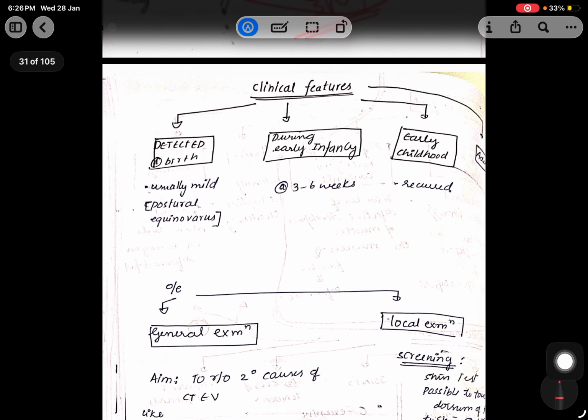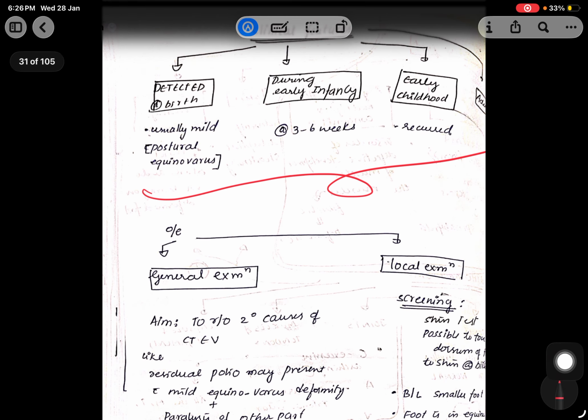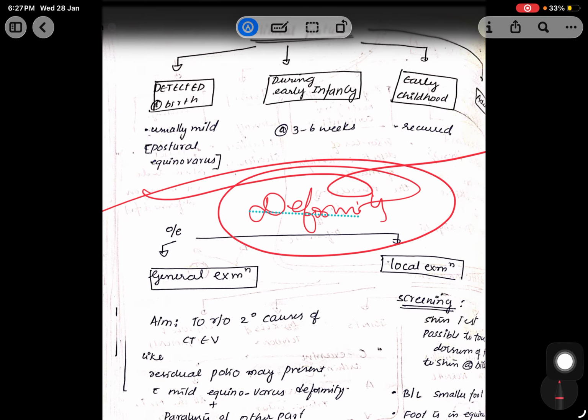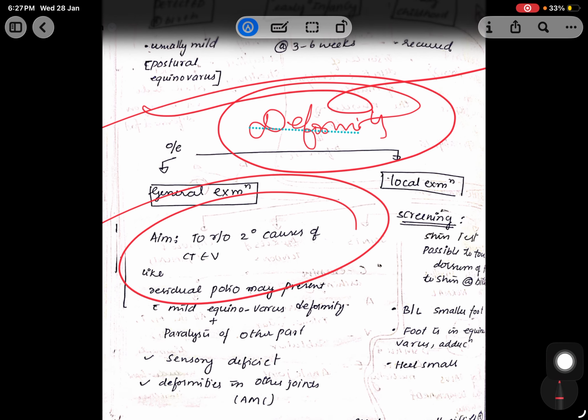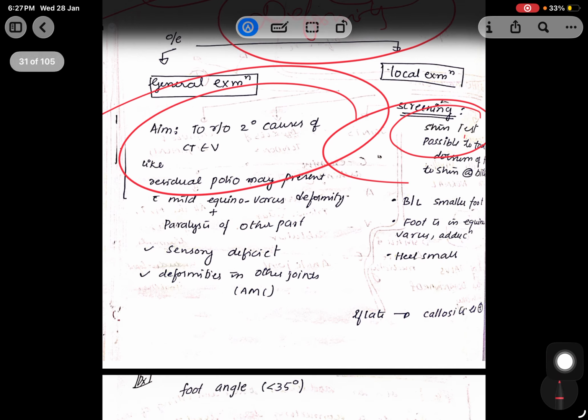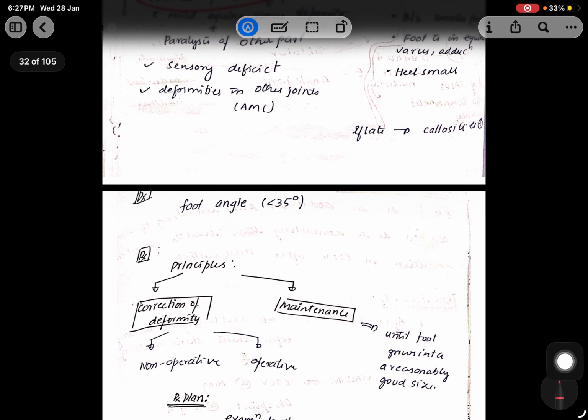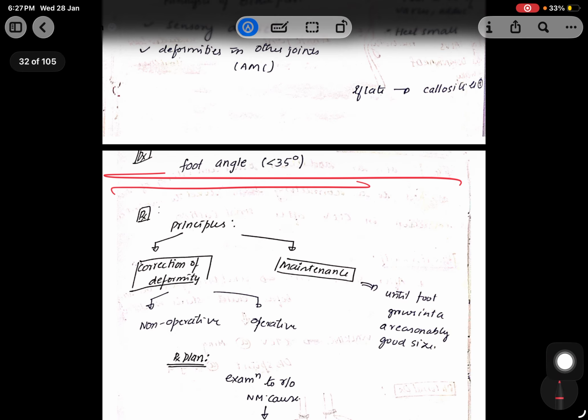Then again, clinical features are the same thing. The patient presents with deformity. Deformity is the major clinical symptom. The aim of investigation is to do a general examination and rule out secondary causes of CTEV. Then go with local examination, where you do screening with the Shin test. Then if required, you go with all these things. Diagnosis, obviously, you can diagnose via X-ray.